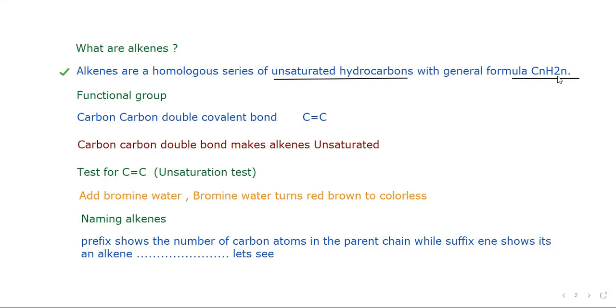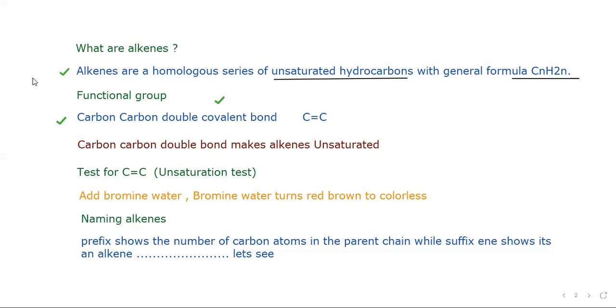Please keep it in mind that the general formula for alkenes is CnH2n. I underlined the word unsaturated hydrocarbons. We will certainly come back to it. Let me introduce you to the functional group. The functional group in alkenes is the carbon-carbon double covalent bond.